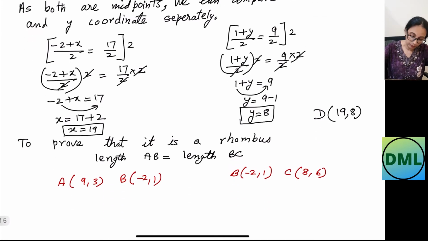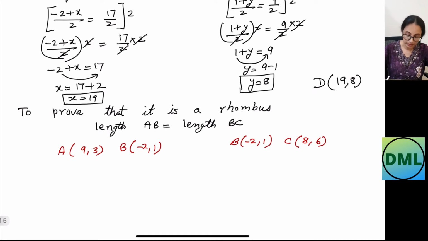Now we have to prove that it is a rhombus. To prove that it is a rhombus, I need to prove that the length of AB is equal to the length of BC. As you can see, A has the coordinate 9, 3 and B is minus 2, 1. B is minus 2, 1 and C is 8 and 6. Let's apply the distance formula.